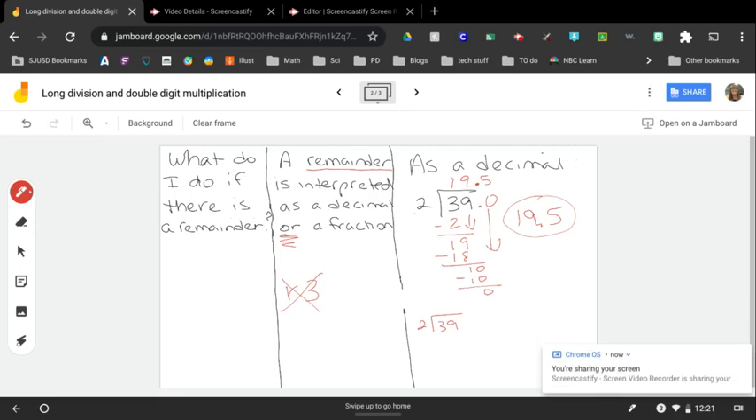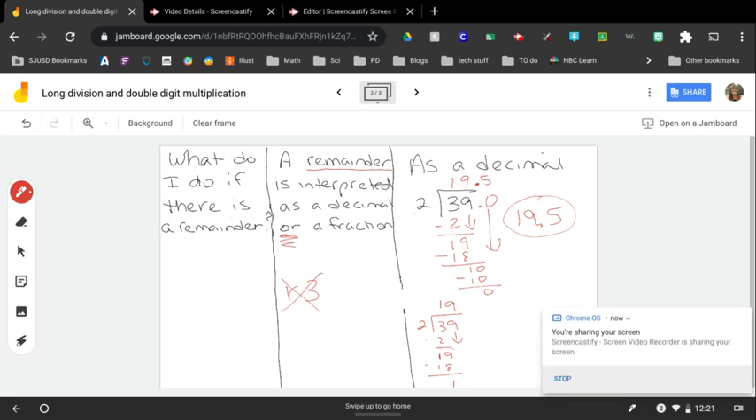Okay, so I'm going to show you the same problem just to show you what it looks like when you do it as a fraction. So 2 can go into 3 1 time. Bring the 9 down. 18. 1. Okay, so here I have the same thing that I had the last time. I've got 19 with the remainder of 1. And now we're going to put that as a fraction.